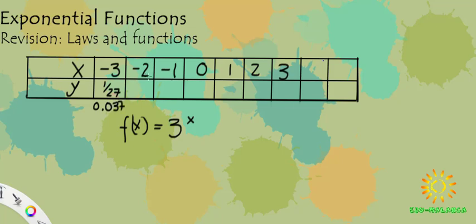0.037. Now let's solve for when x is negative 2. When x is negative 2, y is equal to 1 over 9. In decimals, this is equal to 0.111. And when x is negative 1, y is equal to 1 over 3. That's equal to 0.333. So these are the decimal numbers that will help us create the graph. When x is 0, y is equal to 1. When x is 1, y is equal to 3. When x is 2, y is equal to 9. And lastly, when x is 3, y is equal to 27. These are the values we're going to use to create the graph then.